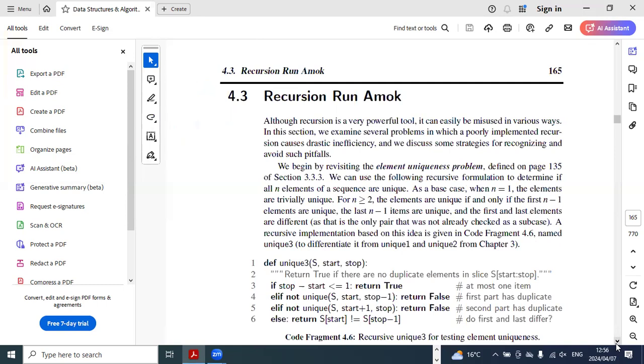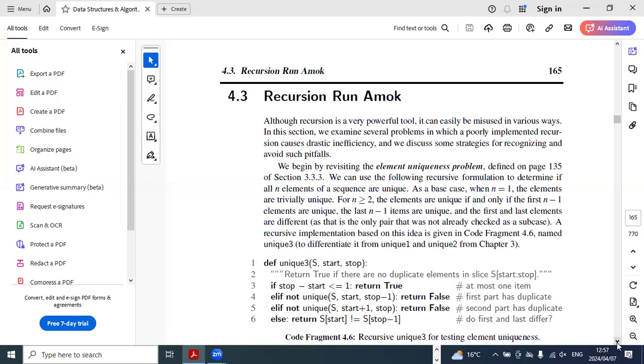Section 3, recursion run amok. Although recursion is a very powerful tool, it can easily be misused in various ways. In this chapter, we check where we can have a problem when running recursion. We begin by revisiting the element uniqueness problem defined in section 3.3, where we can use the following recursive formulation to determine if all elements of the sequence are unique.